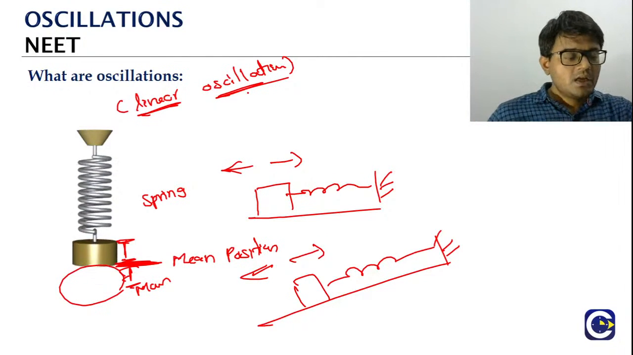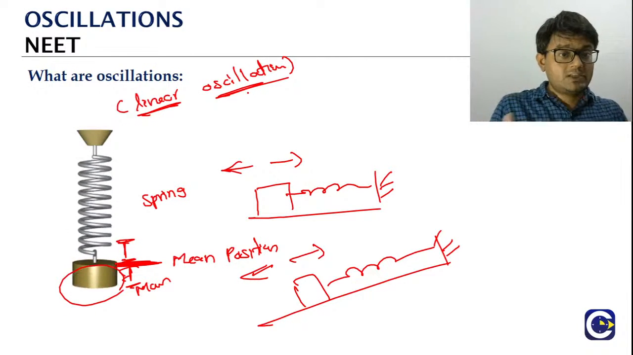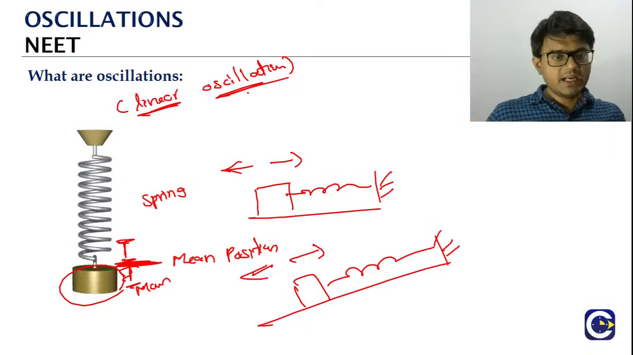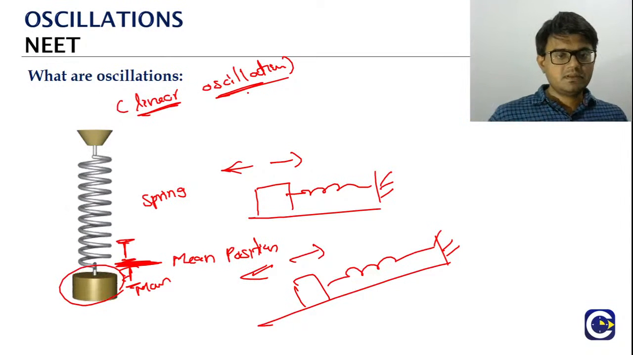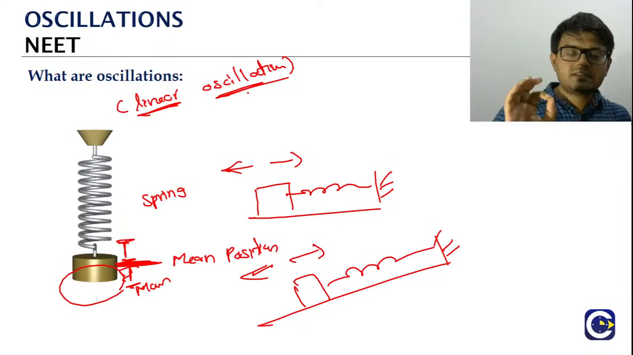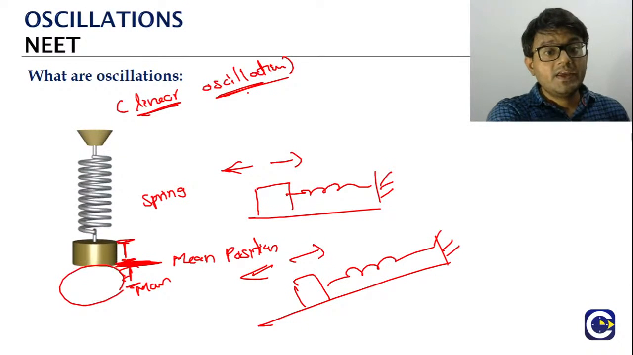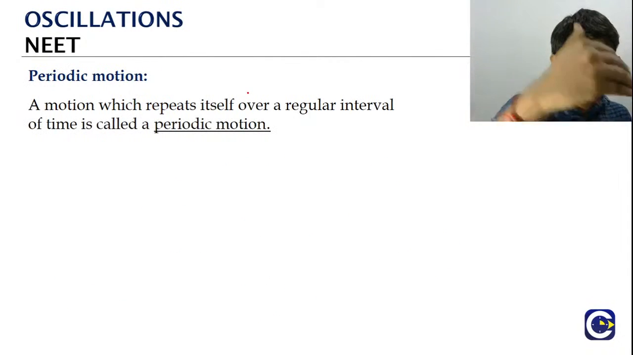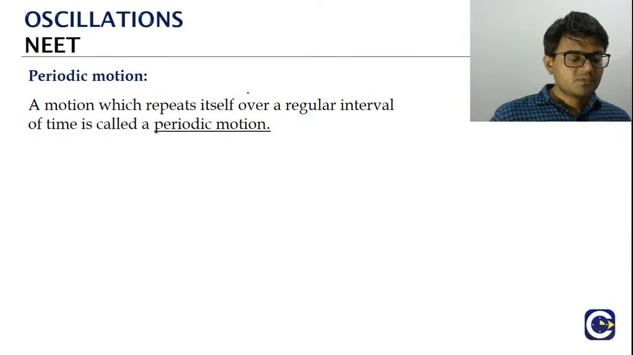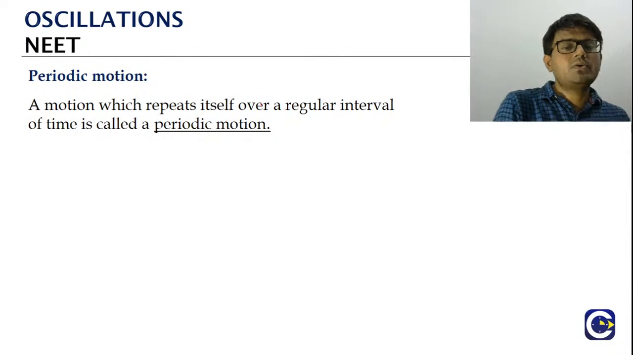Before we discuss oscillations and the special type of oscillations inside it, mainly SHM, simple harmonic motion, from which we will get our questions, we will first start with the idea of what we call periodic motion, because our discussion starts from here. Periodic motion means any motion which is going to repeat after a regular interval.